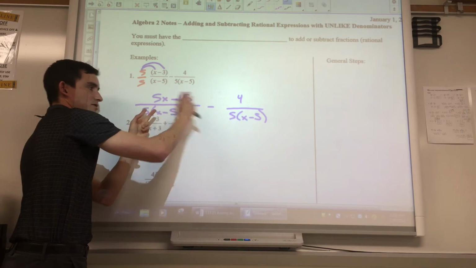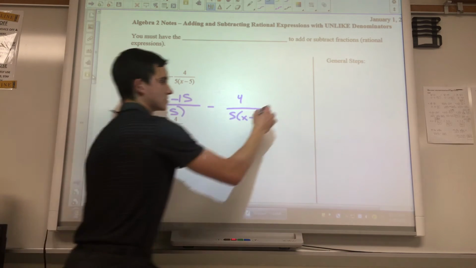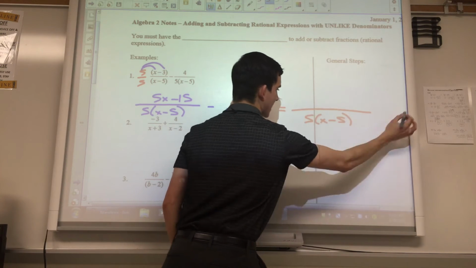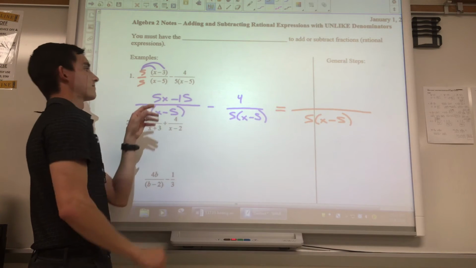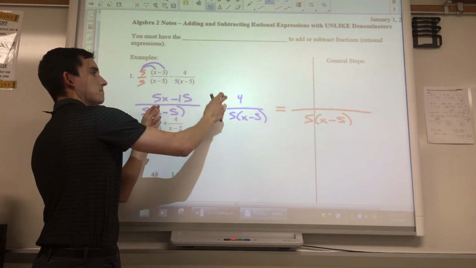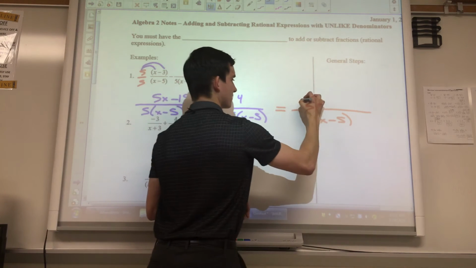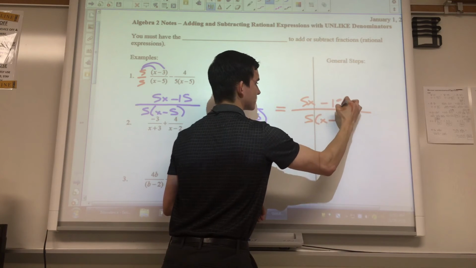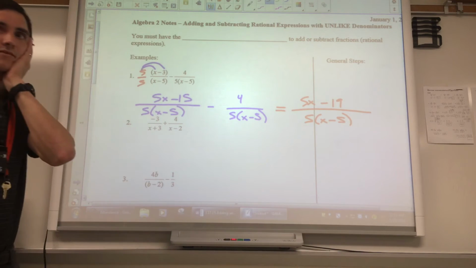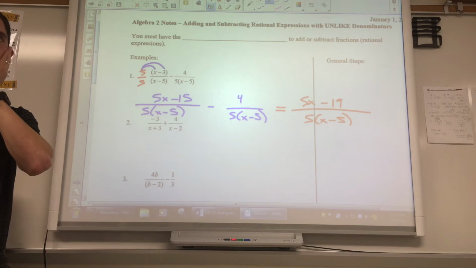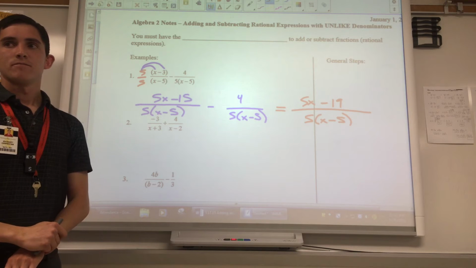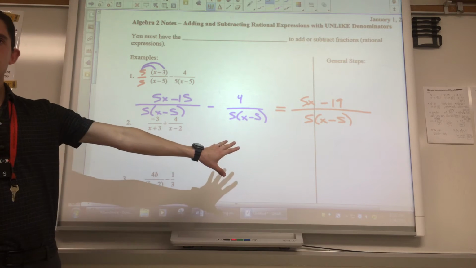We have the common denominator, so we can subtract straight across. So our denominator is going to be 5 times x minus 5. Remember, you don't add or subtract the denominator, you just write it like that. And then 5x minus 15 minus 4 is what? 5x minus 19. Does that make sense? And that would be the final answer. All right, any questions on that?